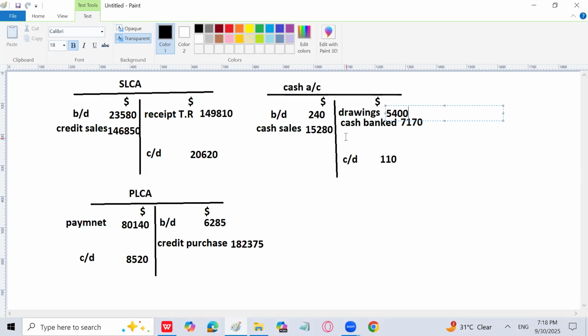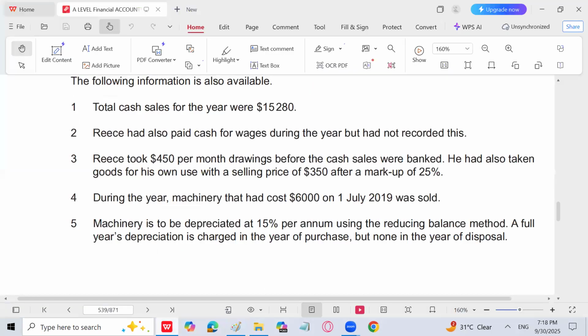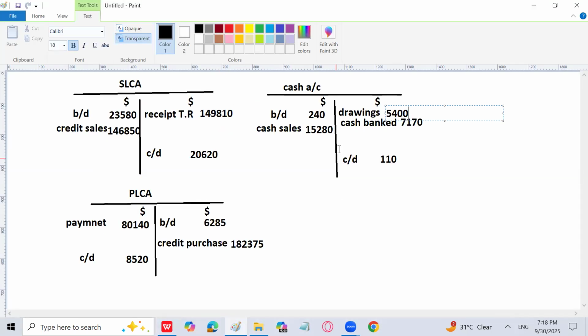Yes, sir. Then there is a missing expense on the credit side, which is Reese had also paid cash for wages during the year, but had not recorded this. So let me record the cash paid for wages. So go for the total of the debit side. 15280 plus 240 minus 5400 minus 7170 minus 110. You will get the cash paid for wages, or the entry is wages debit and cash. 2840. Okay. Cash is credited because of wages. Cash is credited because of bank. Cash is credited because of drawings. So we have prepared the cash account.